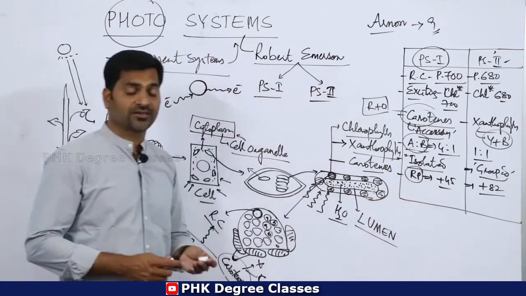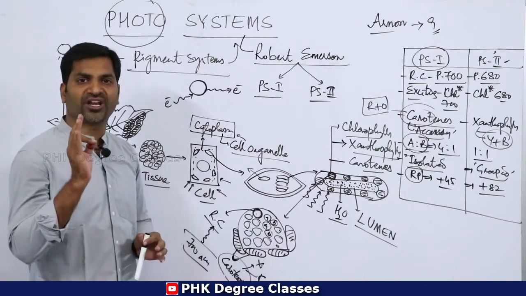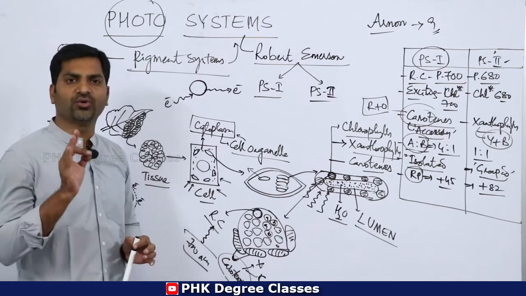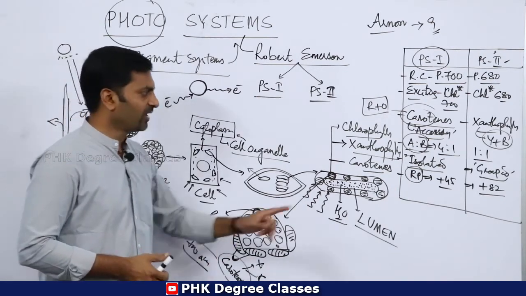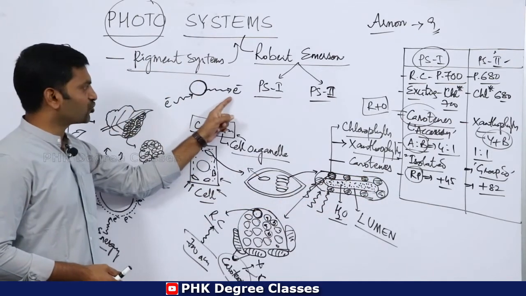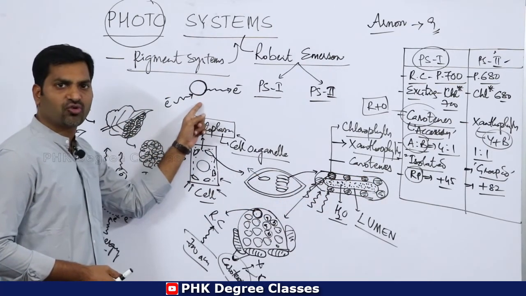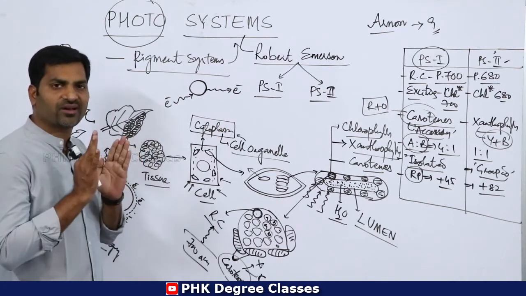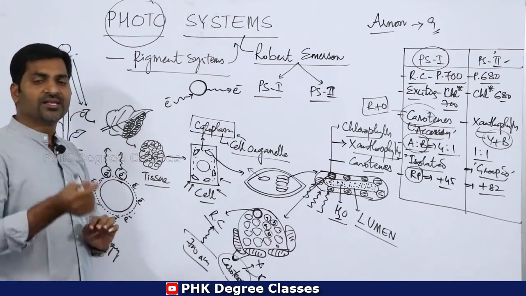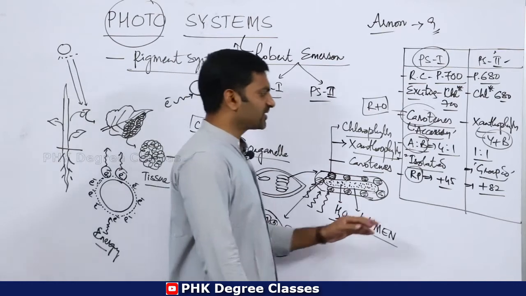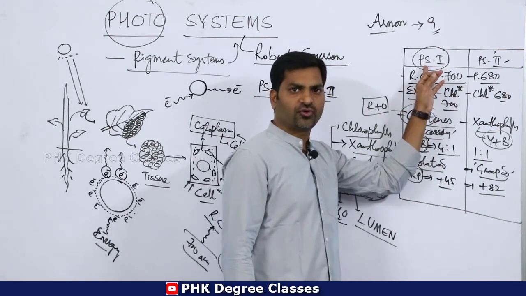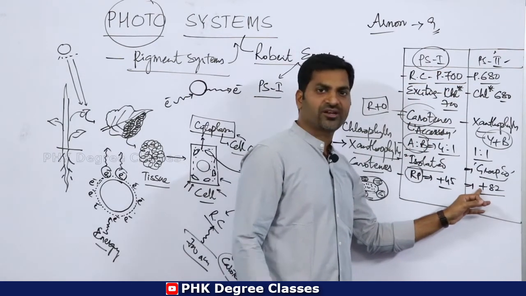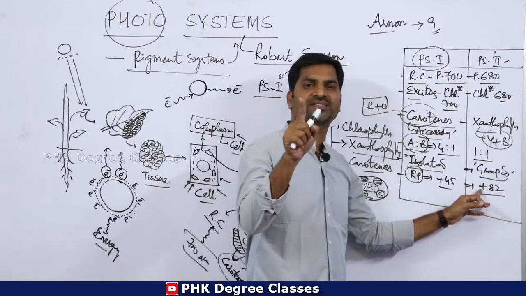Clear? So this property, receiving and losing the electrons, this property can be called as what? Reductive potential. Okay, or reducing potential you can say. So loss of electrons and receiving of electrons is called as reducing or redox potential. So this redox potential is plus 45 with respect to photosystem 1. Redox potential of photosystem 2 is plus 82.